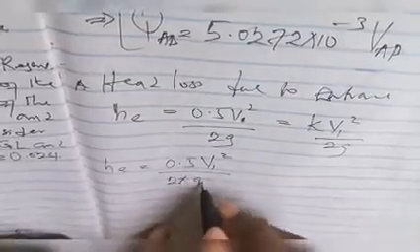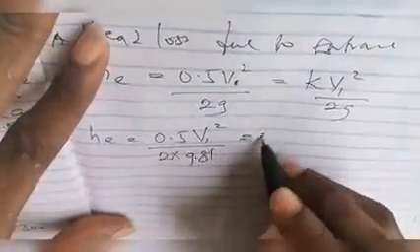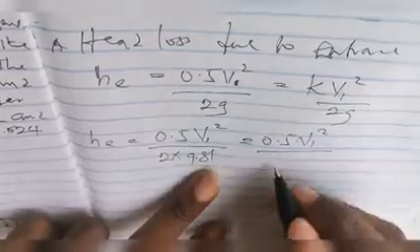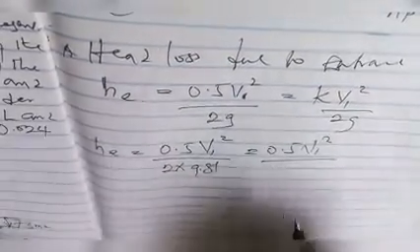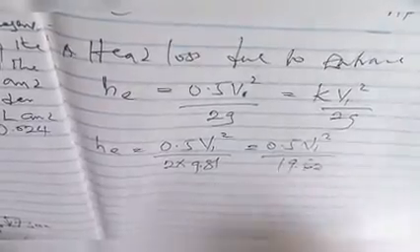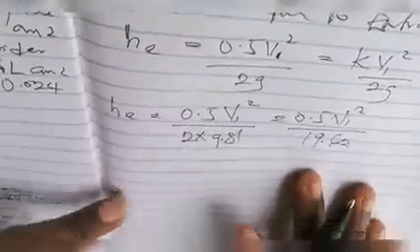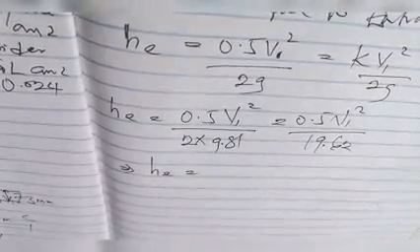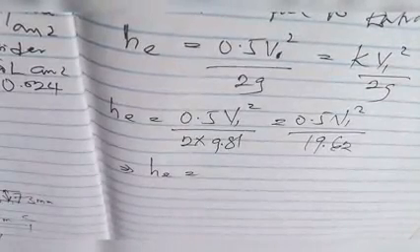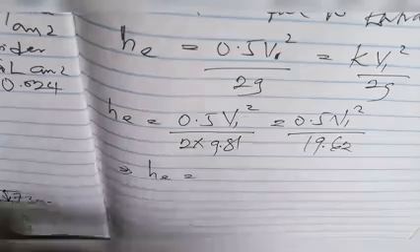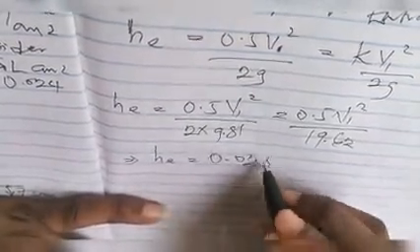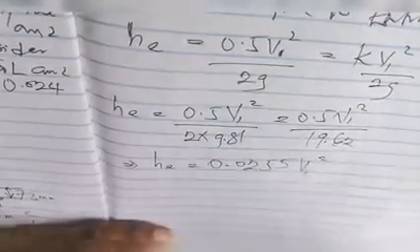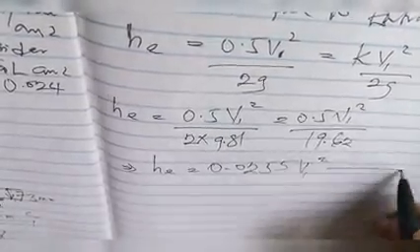2 times g is 9.81 from gravity. So this is actually 0.5 V1 squared all over 2g. 2 times 9.81 is 19.62. So let's obtain now 0.5 divided by 19.62. This will give us the head loss due to entrance equal to 0.0255 V1 squared.